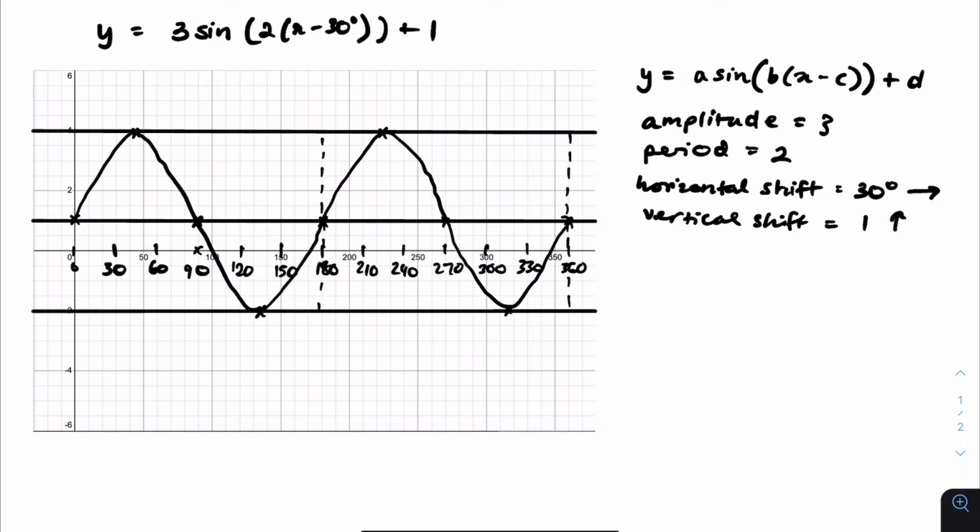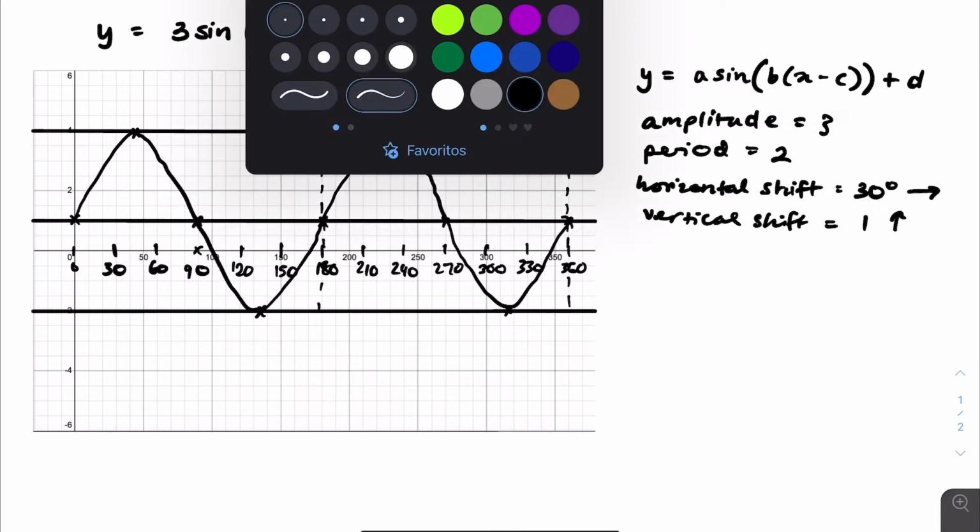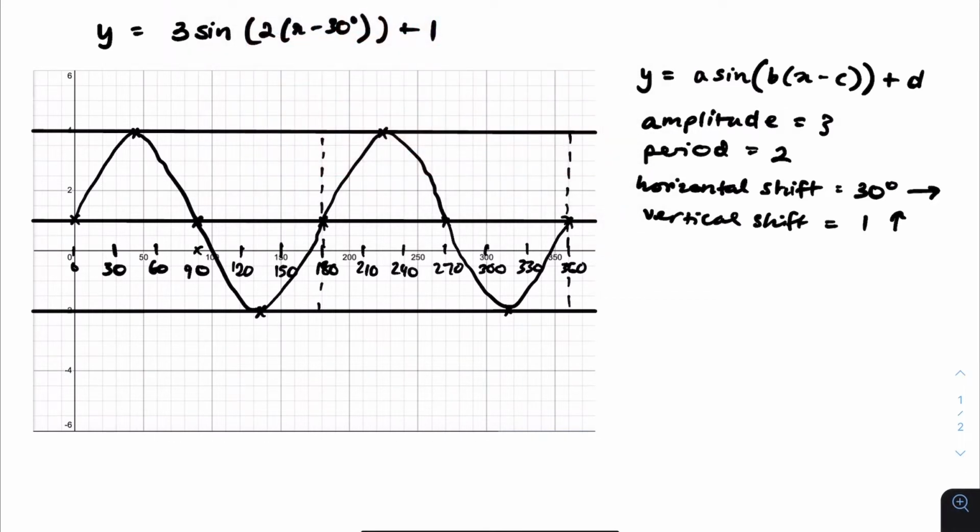So that should be our function without the transformation by 30 degrees. And now this is where you would do the horizontal shift. This is where it's most applicable. So I'm going to just draw this in red. So if everything shifts by 30 degrees, we can kind of just shift the points by 30 degrees.